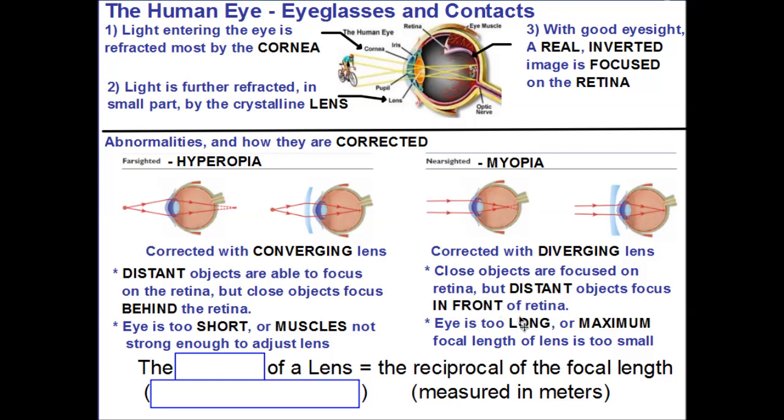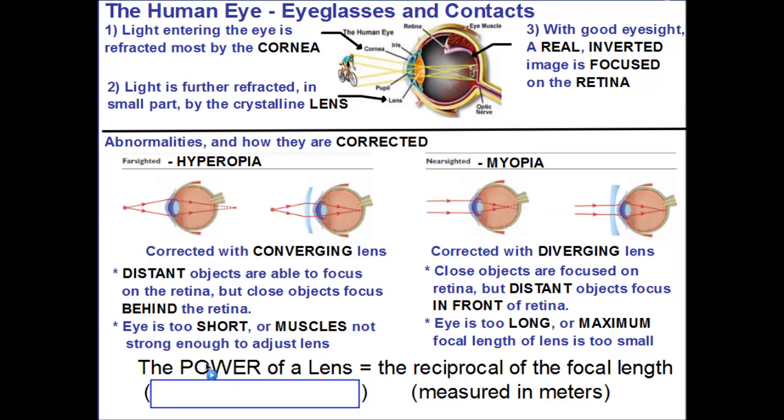Effectively, the eye might be too long, or the maximum focal length of the lens is too small. Now, if you go to an optometrist or an ophthalmologist to have your eyes checked, oftentimes they will prescribe a certain lens of a certain power. So let's take a look at how we might measure the power of a lens.